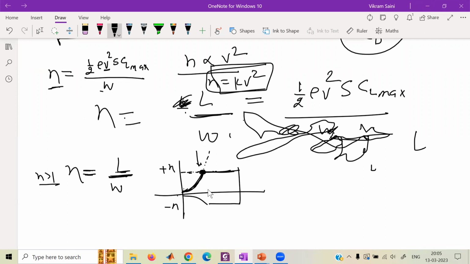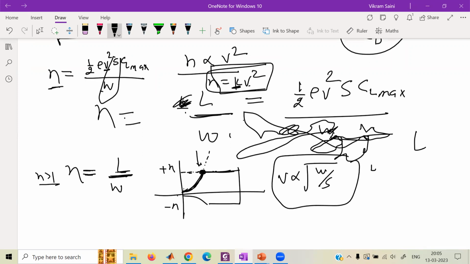And this corner velocity is directly proportional to the square root of W over S. If you keep k constant, you can simply find the relationship between v and W by S by simple manipulation. Here you will find out that v is proportional to the square root of W by S. That's what the answer said. But we will discuss the VN diagrams and something more. Right now we can simply say that it increases.